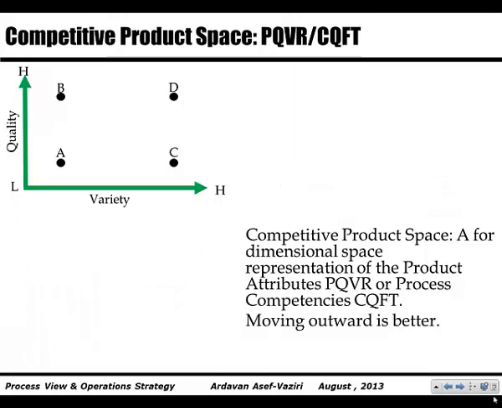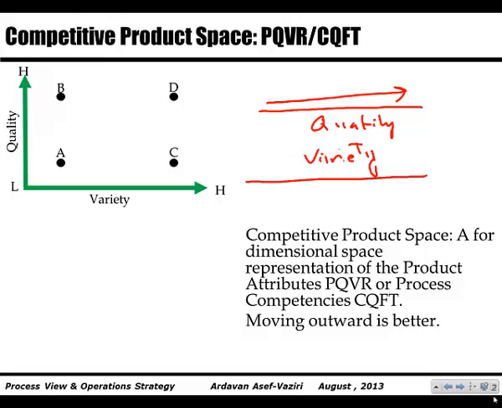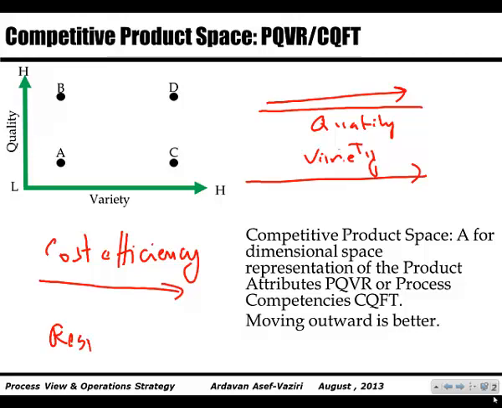Therefore, on my graphs, I will show quality. Then in this direction I get better. I show variety. And in this direction I get better. I use cost efficiency. And in this direction I get better. And I use responsiveness. And again, in this direction, I get better. As I move outward, I get better.